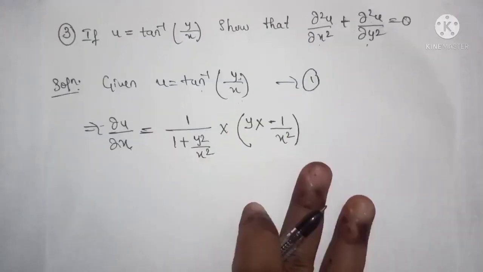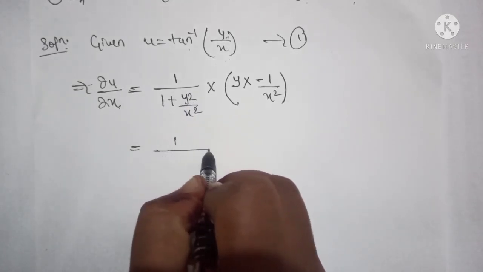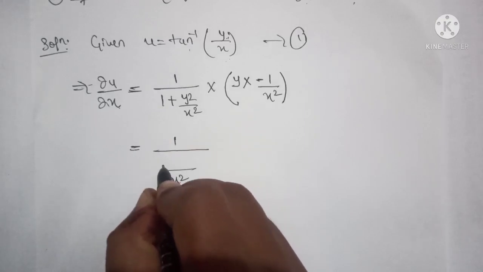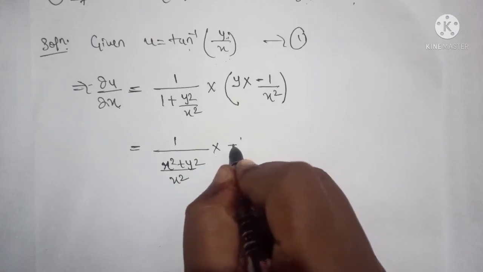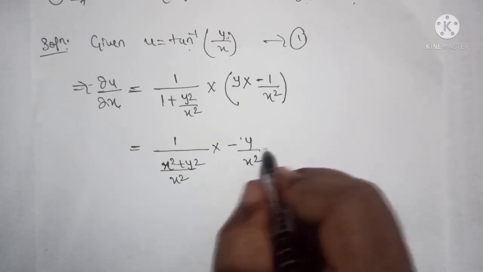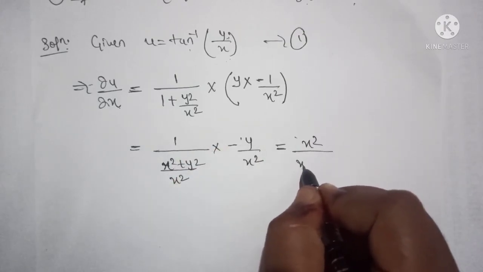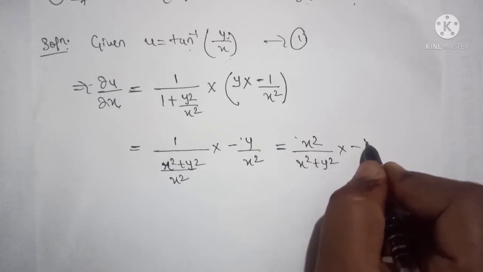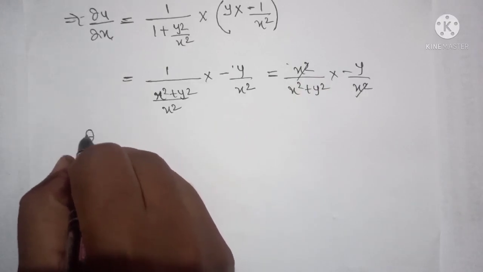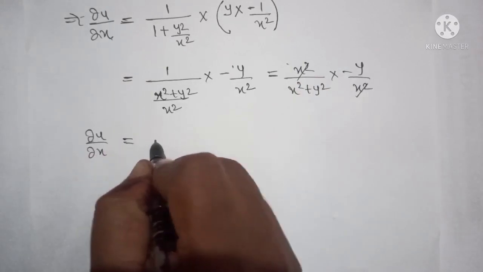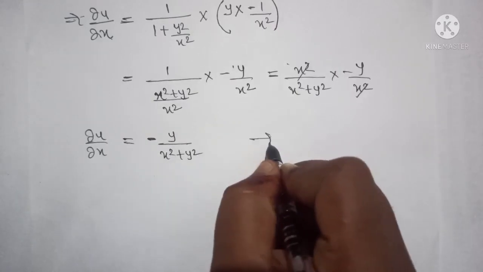Further simplifying this one, we get, so same denominator, we take x square LCM. Here we get (x square plus y square) into minus y by x square. Or it can be written as x square goes to the numerator, x square divided by x square plus y square into minus y by x square, which cancels. We get dou u by dou x is equal to minus y divided by x square plus y square. So you can highlight this equation.